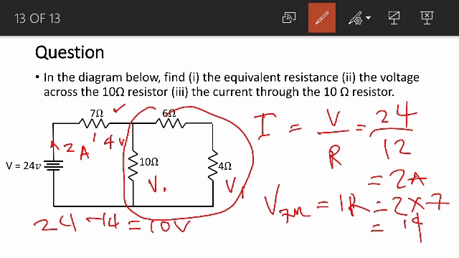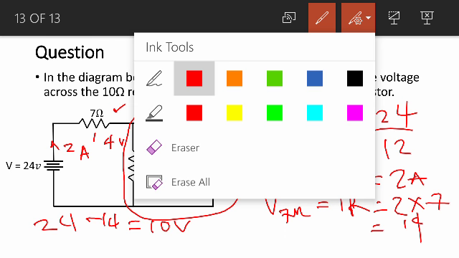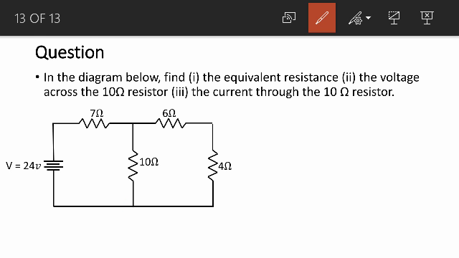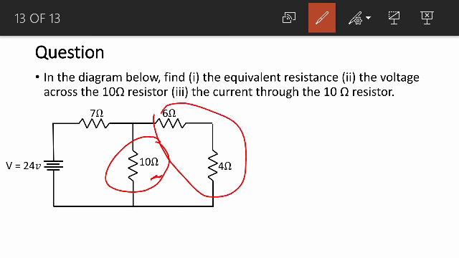Okay, so since the voltage across the 10 ohm resistor is also 10 volts, we can quickly find the current. That's the answer to what we were asked to find, the voltage across the 10 ohm resistor. So the answer is simply 10 volts. Now, 10 volts because this is in parallel with this combination. Being in parallel means the same voltage is applied across them. Don't forget that whenever two resistors are in parallel, the same voltage is applied across them.